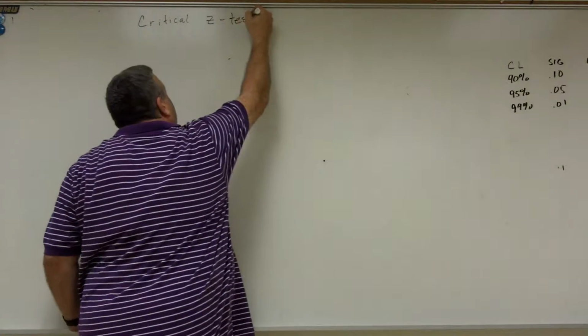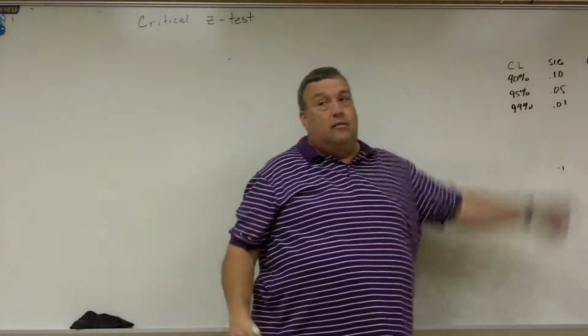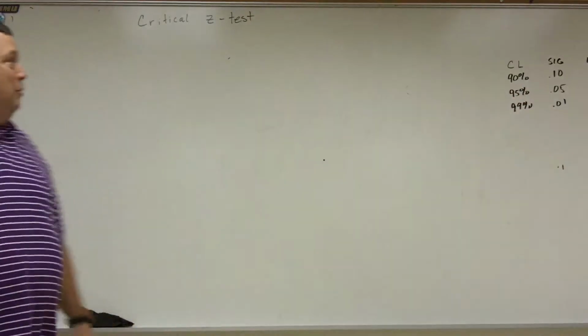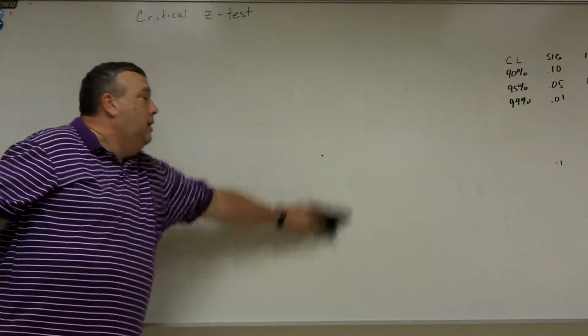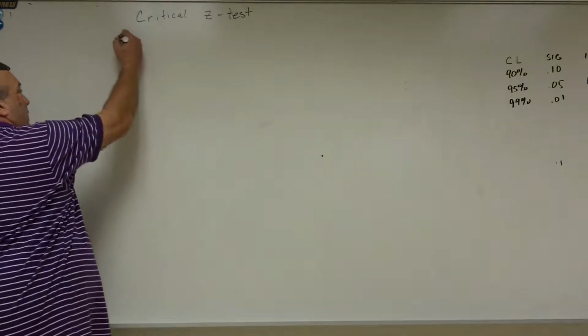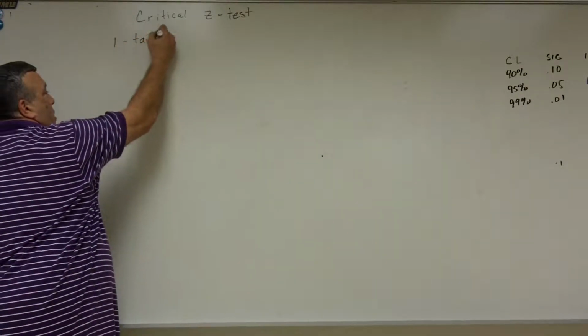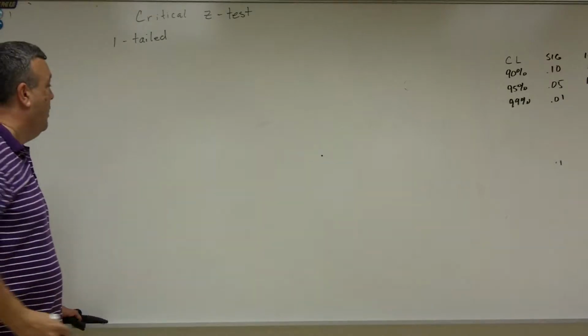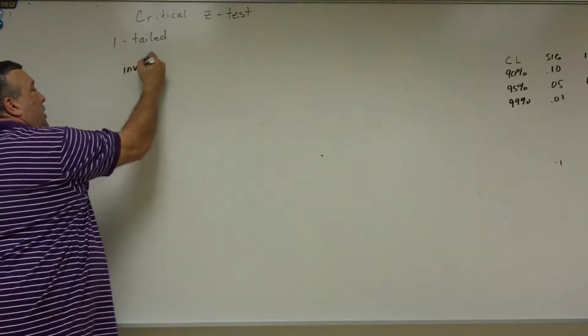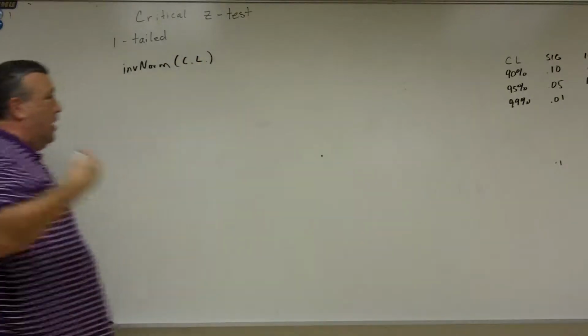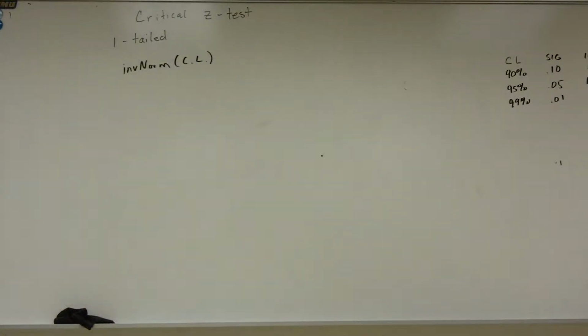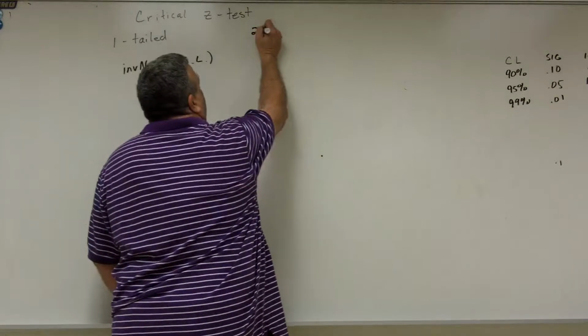Because you're not always going to have that. You're not going to have that on the AP test. Okay? So find the critical z-value, or they'll give you a value that's different than that. Okay? For one-tailed, it's really easy. Okay? It's your inverse normal times your confidence level. But make sure you write it as a decimal. If you write it as a percent, it's just going to give you an error. Okay? For two-tailed, remember it's a little harder.